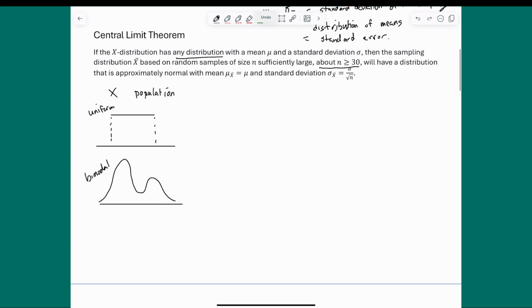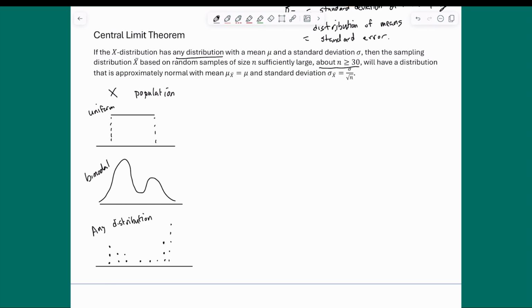Or maybe not even a population coming from continuous data, but more of a discrete type of data where the distribution maybe looks something like this. And I'm using a dot plot here to illustrate that. Okay, like I said, any type of distribution. There's no assumption there.